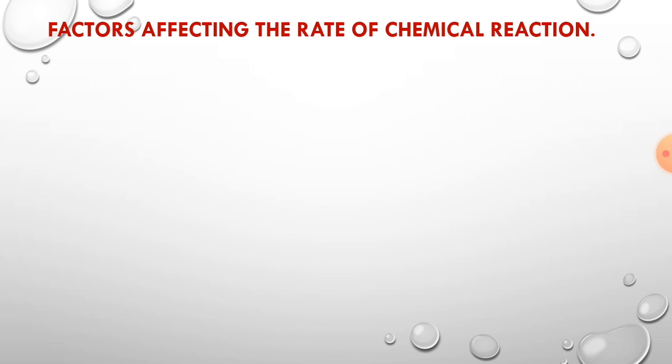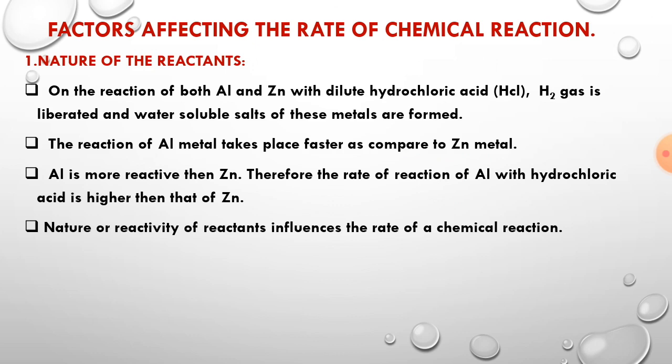Today we are going to move to the next topic, that is factors affecting the rate of chemical reaction. Now let's see what the different kinds of factors are which decide the rate of a chemical reaction. First is the nature of the reactants. Let's see what that is.